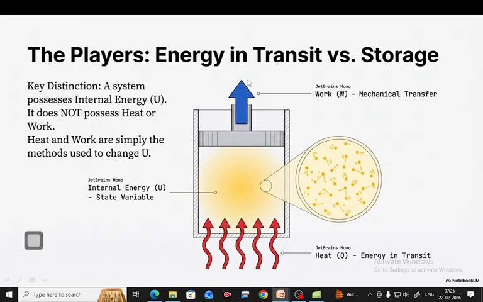The player's energy: in transit versus storage. Key distinction: a system possesses internal energy. It does not possess heat or work. Heat and work are simply the methods used to change internal energy. Internal energy is a state variable. Work is mechanical transfer, right? And this is heat, that is energy in transit.